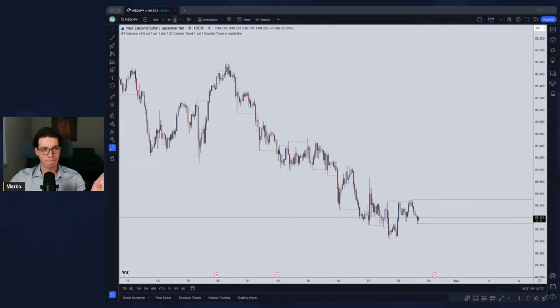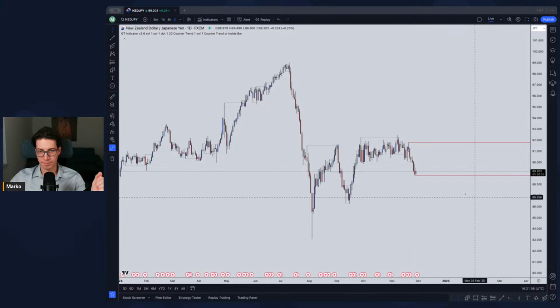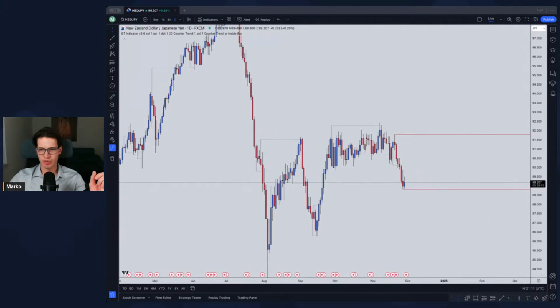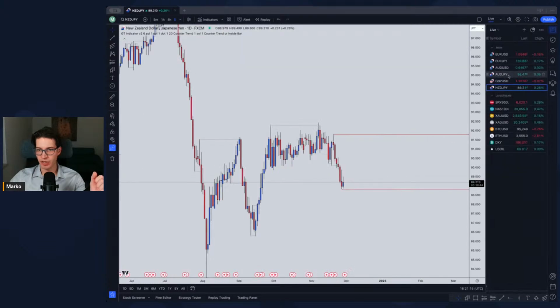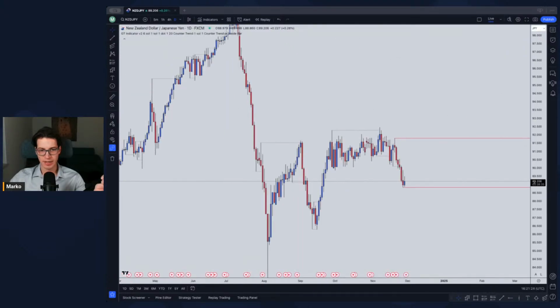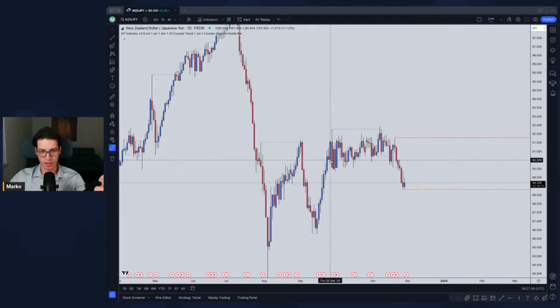NJ, kind of a similar story to the Aussie and the Japanese yen. So if we go to AJ, kind of a similar story. We were pretty flat for quite some time and then we broke down. So let's see NJ. NJ has been ranging around and not really doing anything from the 27th of September. So from the 27th of September, we just had a flat range. We just had very flat price action.